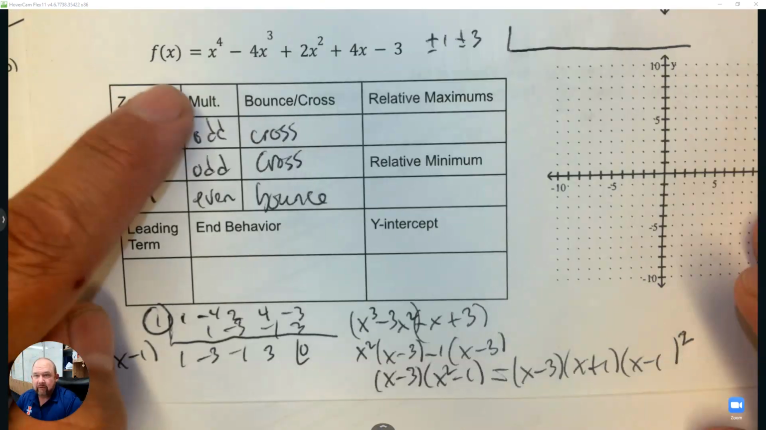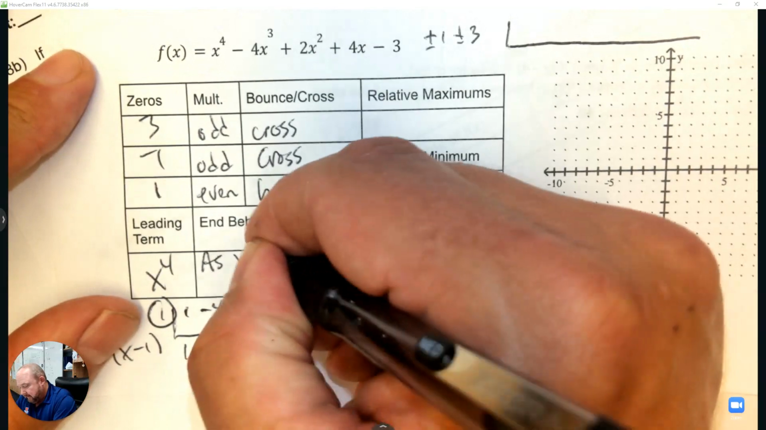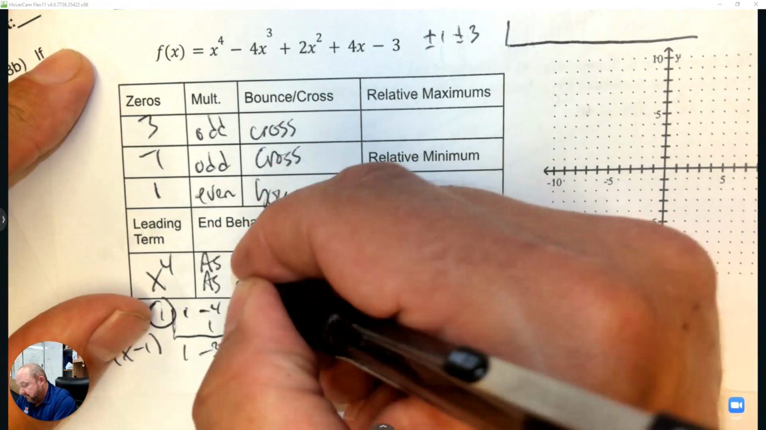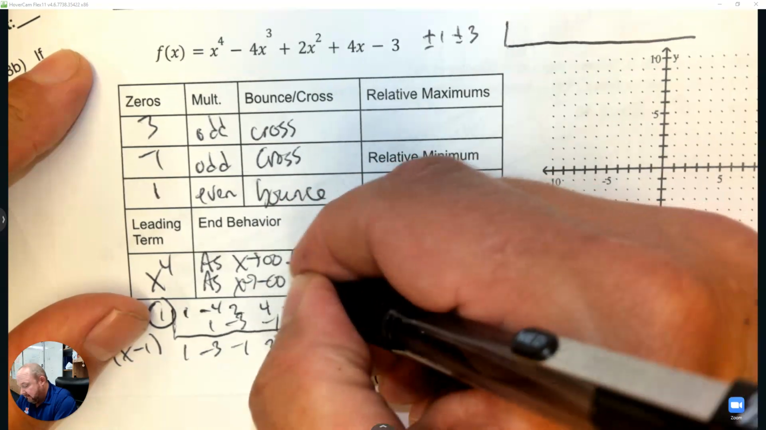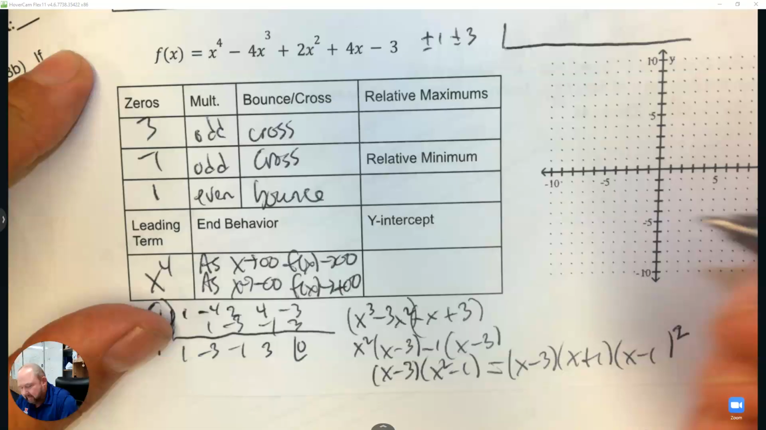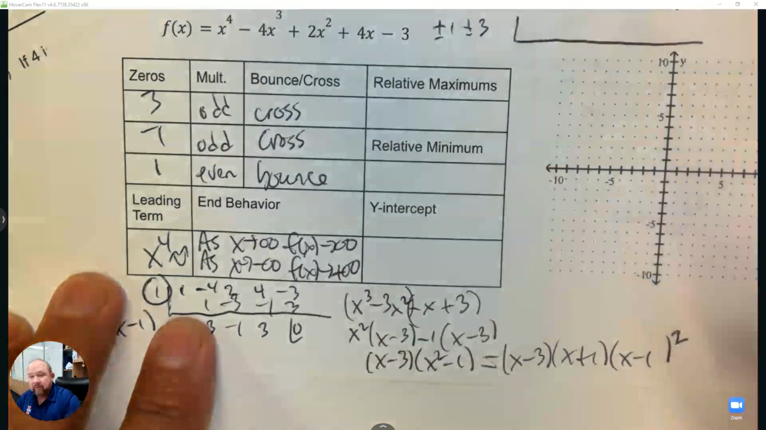The leading term here is x to the 4th, which means both ends are going up. So as x goes to infinity, the function goes up. As x goes to negative infinity, the function goes down. Oops, up. Both go up. There it is. So both ends go up. Do a little picture for yourself if you want to.